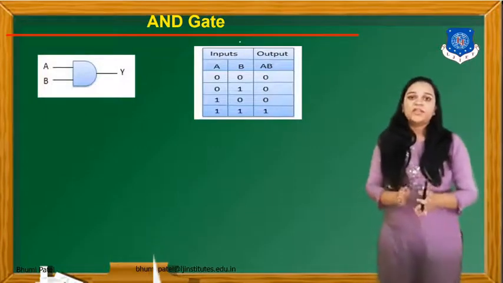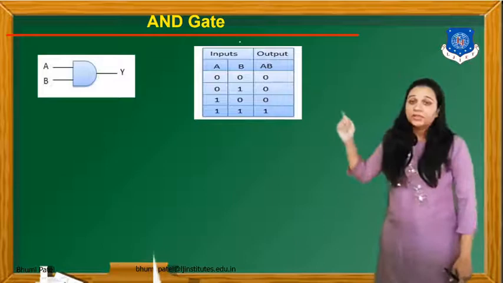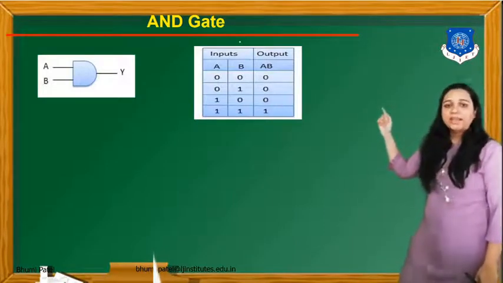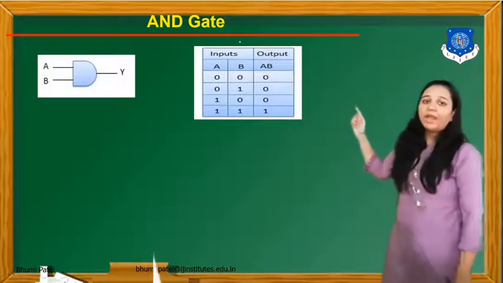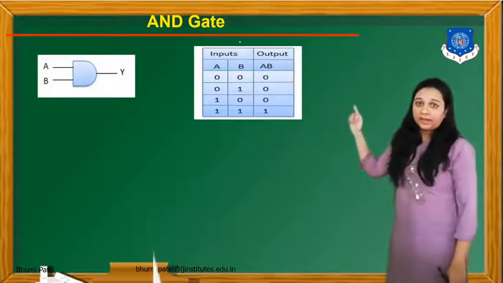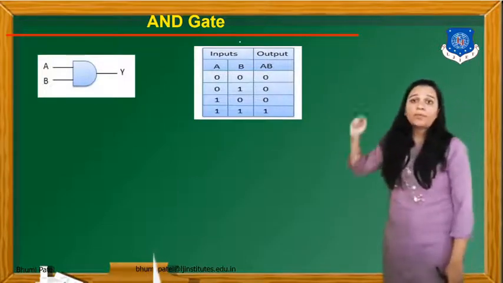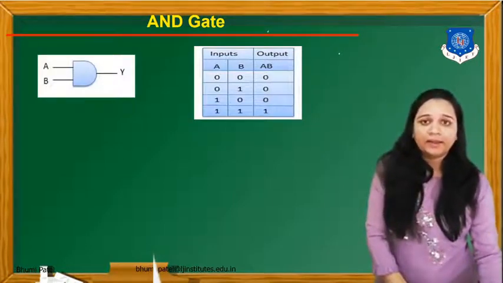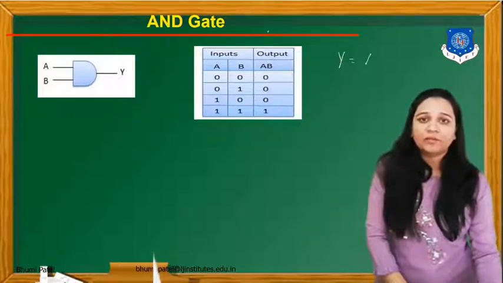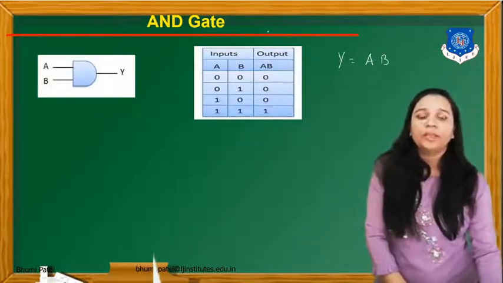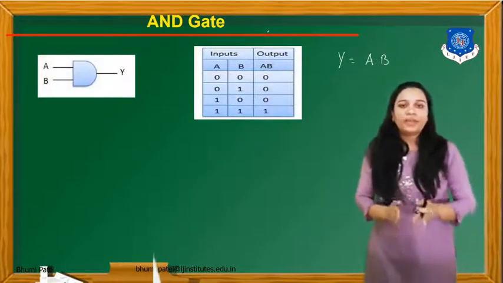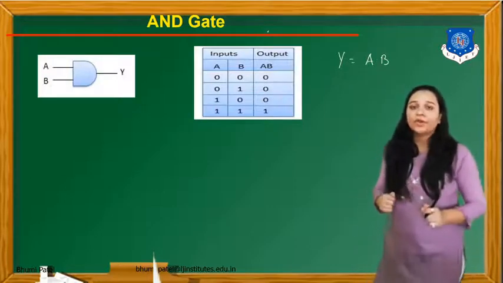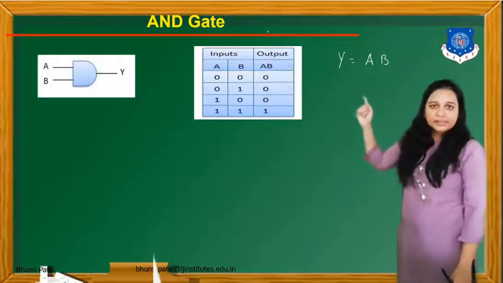So the first gate is the AND gate. This is the symbol of the AND gate where two inputs are applied, input A and input B, and Y is the output, and next is the truth table of the AND gate. As you know, the equation of the AND gate is Y is equal to A into B. Whatever inputs are applied to the AND gate are multiplied, and we get the output. So we can draw the truth table using this equation.